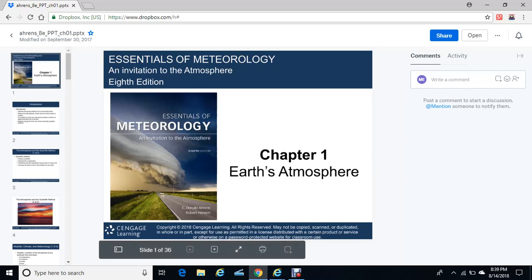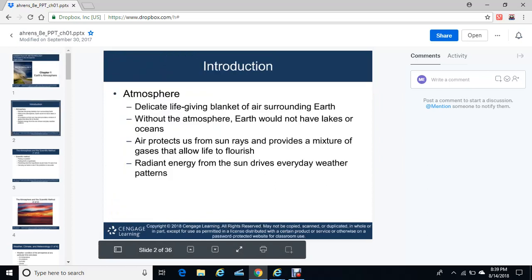All right, so let's move right along to the next slide. Let's talk about things here with the atmosphere. Generally, what is the atmosphere? The atmosphere is a delicate, life-giving blanket of air surrounding the Earth. Without the atmosphere, Earth would not have lakes or oceans or anything. And air protects us from the sun's rays and provides a mixture of gases that allows life to flourish.